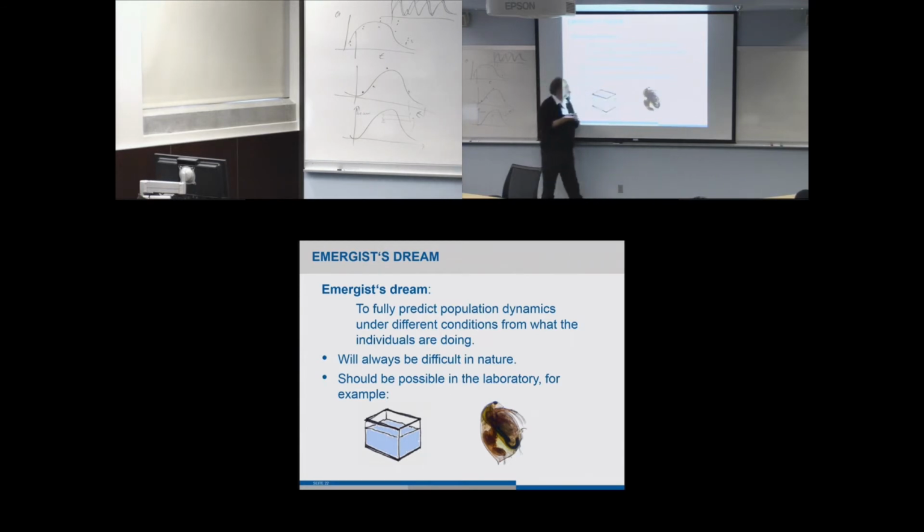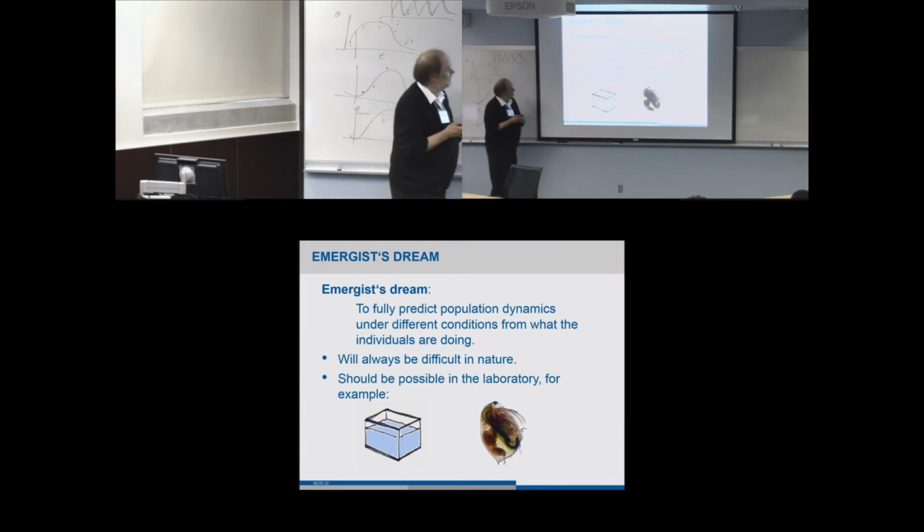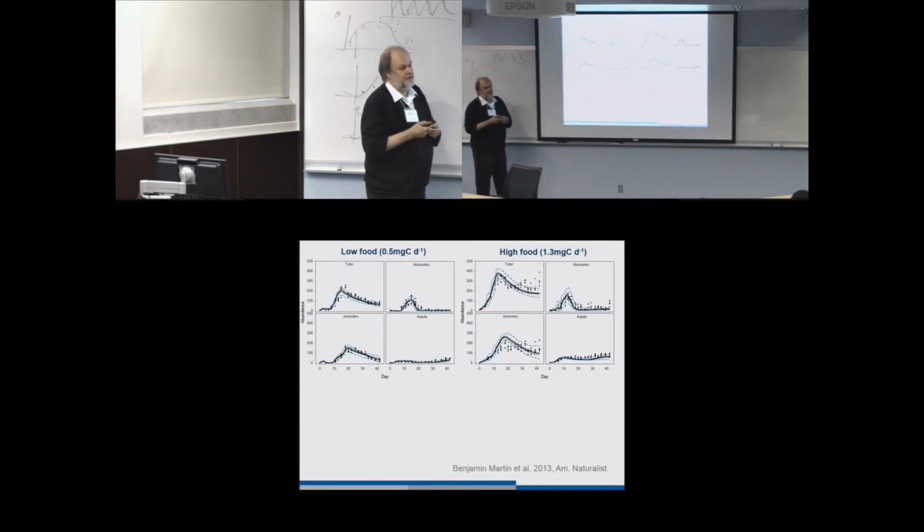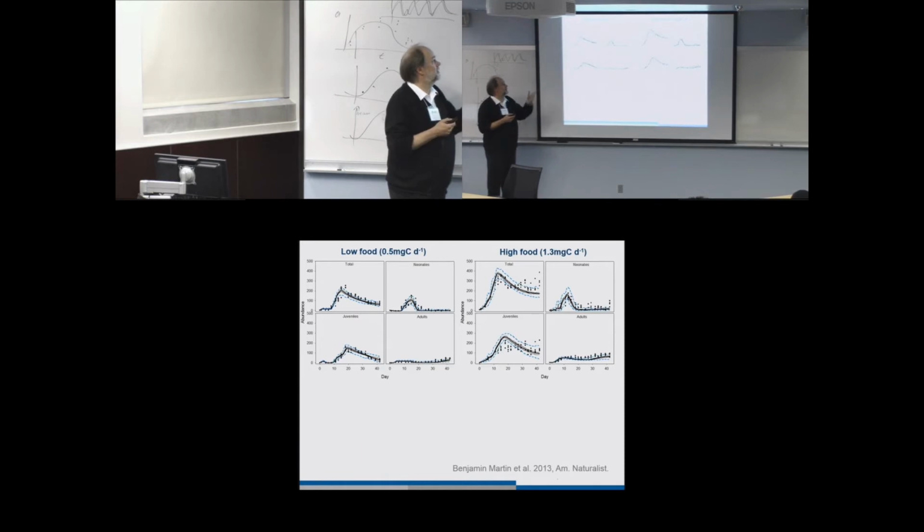We have this nice Daphnia. So this is the example that has been mentioned by Robert. This is from Ben's PhD thesis. And without going into detail, yes, it was possible. Again, observed values are the dots. This is 40 days. This is the abundance of the Daphnia population. This is the total abundance.